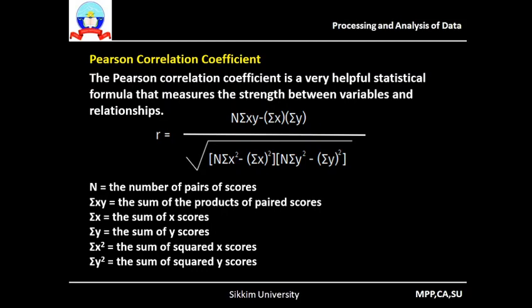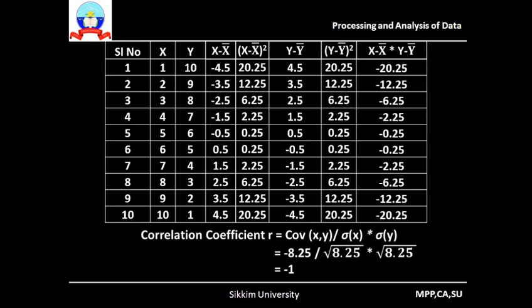Here n is the number of pairs of scores. Summation of xy is the sum of products of paired scores. Summation of x, the sum of x scores. Summation of y, the sum of y scores. Summation of x square, the sum of squared x scores. Summation of y square, the sum of squared y scores. So these are the elements of Pearson's correlation coefficient. You can apply Pearson's correlation coefficient to the values of x and y represented in the previous example.